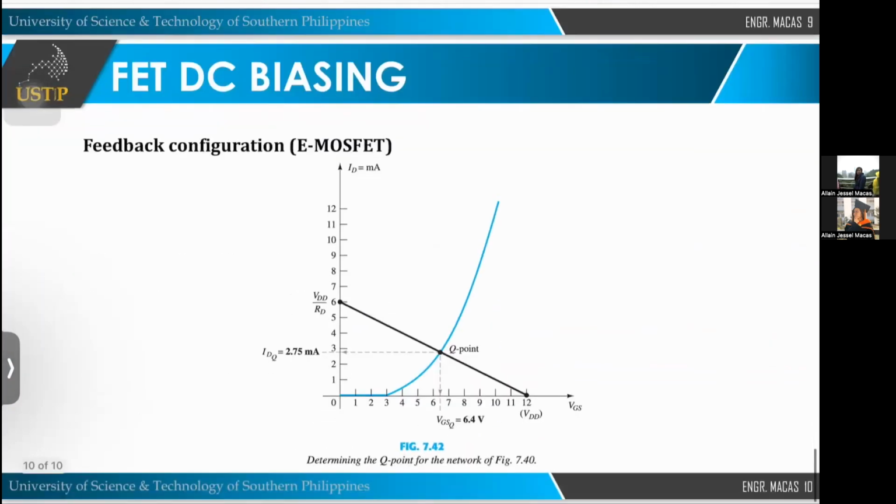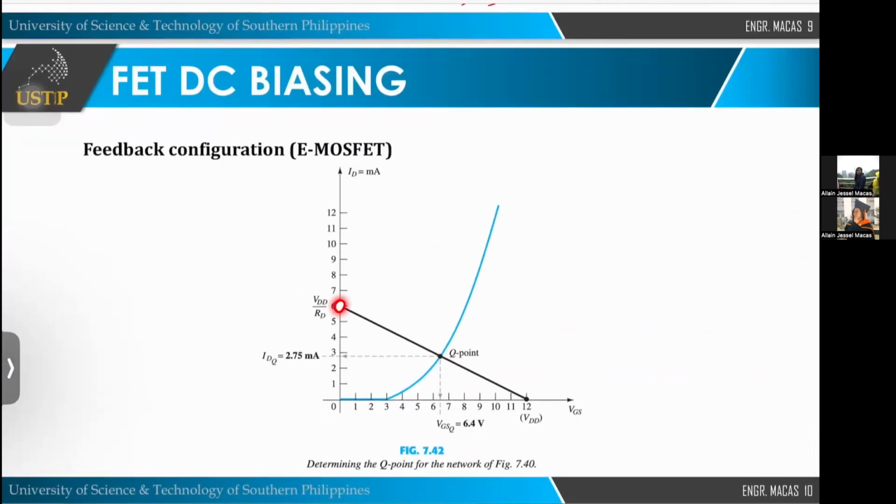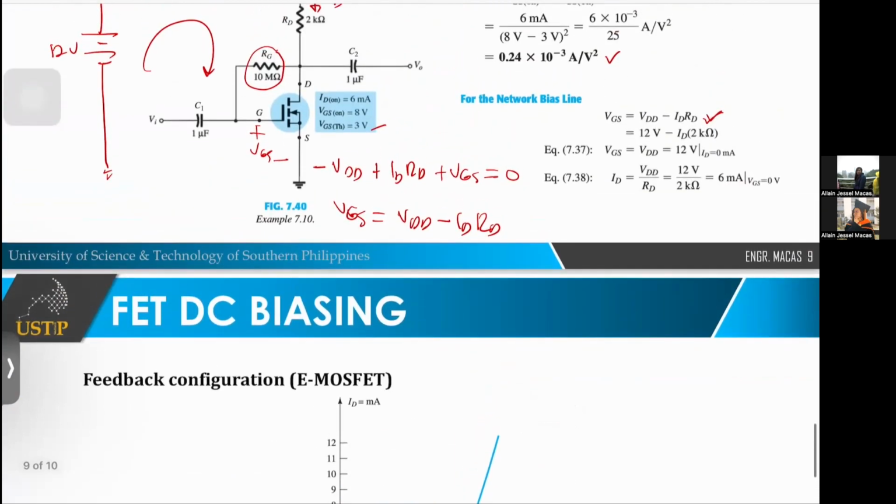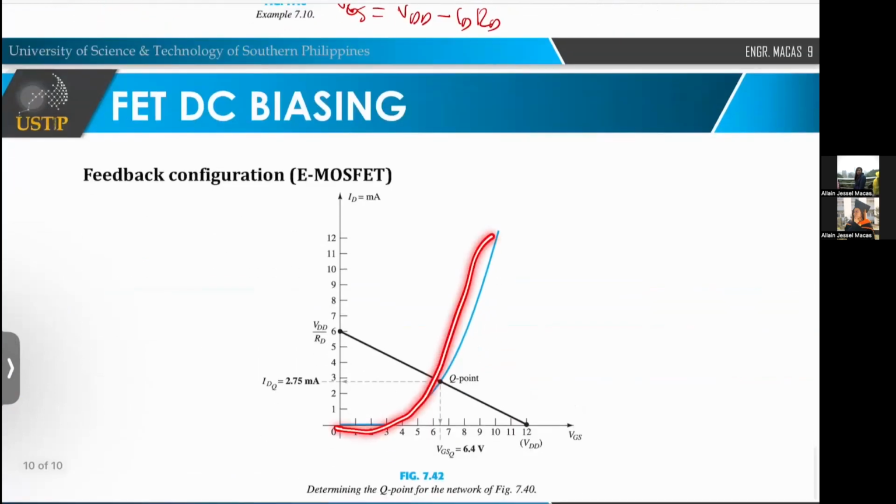Mao ni siya. Okay? And then, yung gikuha kay para makakonect siya og line dira, then makuha niya ang Q point. Okay? So, that's one way. Kay nag-graph naman to nato. Nag-graph na po nato ni. So, ang intersection ana, that is the Q point.